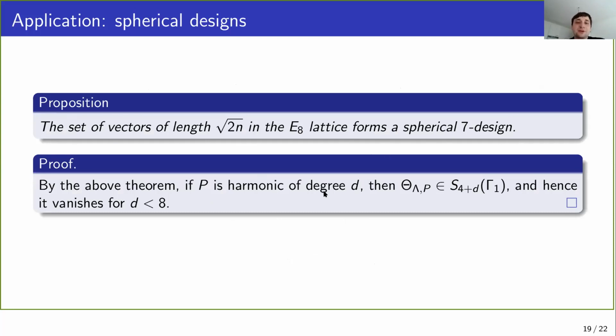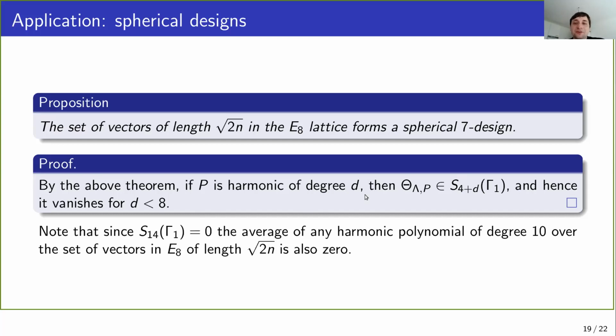So if it has degree d, then we know by the previous theorem that the weighted theta function lands in the space of cusp forms of weight 4 plus d. And now we know the dimension of this space in each case, and the formula tells us that this space is actually trivial for d less than 8. So they all vanish, and it doesn't matter which polynomial you take.